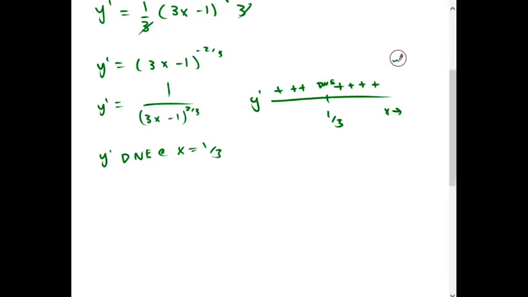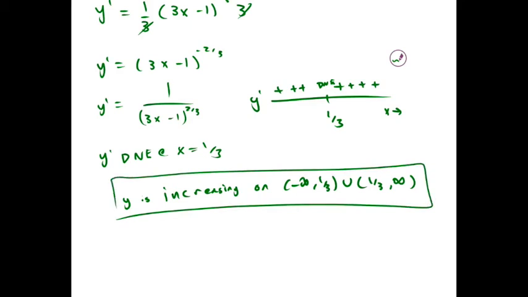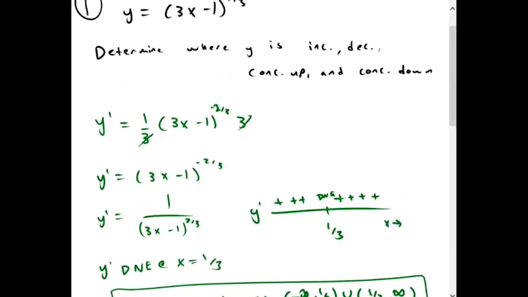So y is increasing on the interval negative infinity to 1/3, and the interval 1/3 to positive infinity. And these are open intervals because we're not touching 1/3 or positive or negative infinity. So as we can see, y is not decreasing at all.